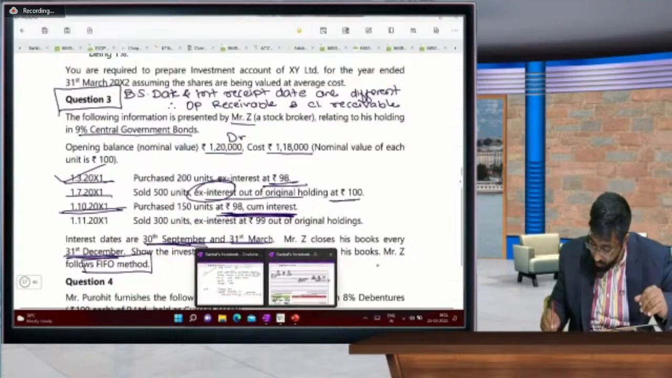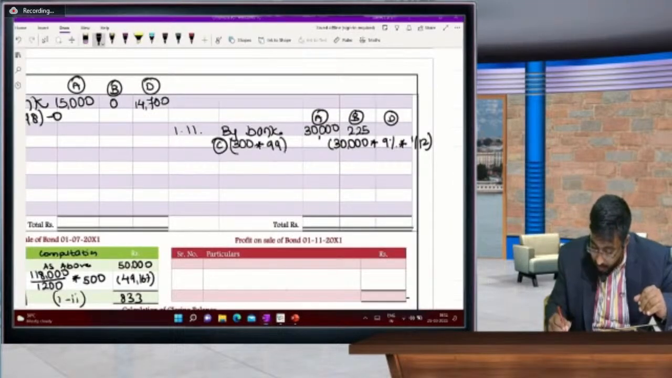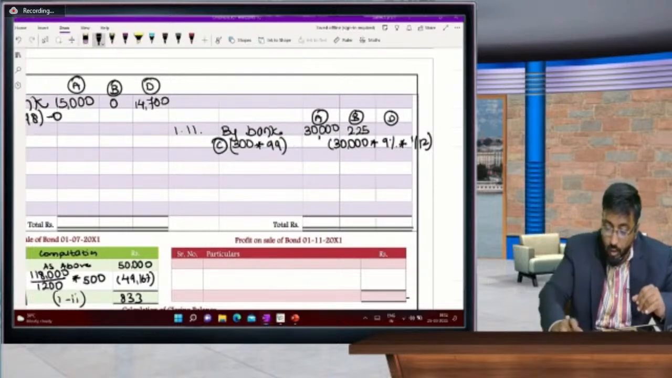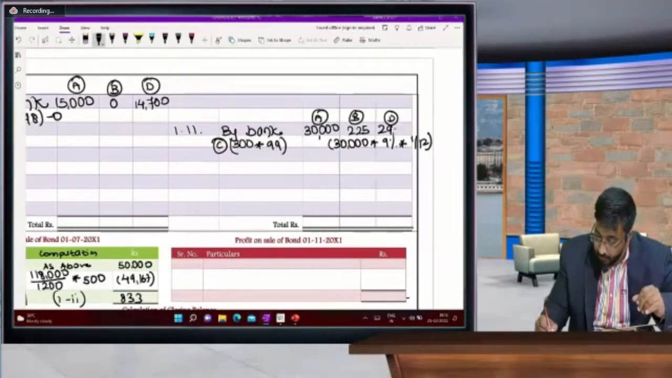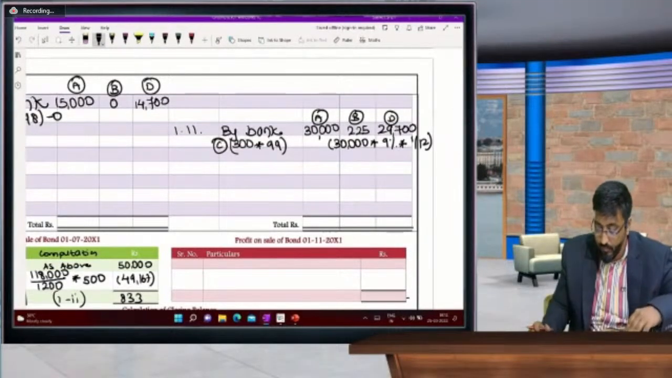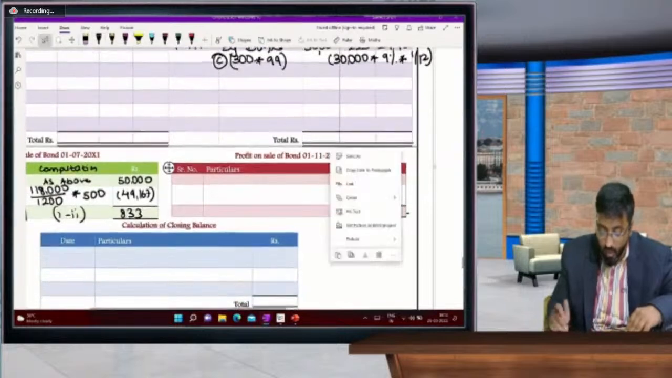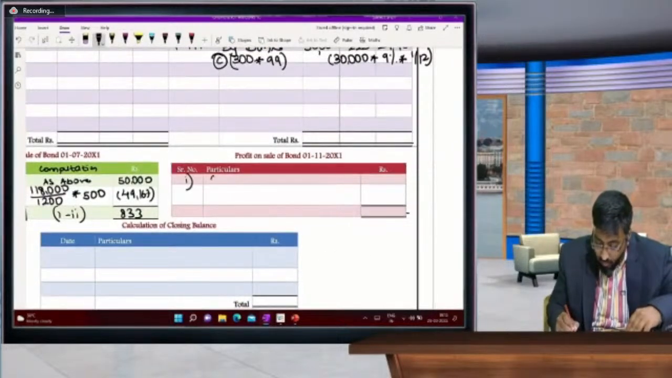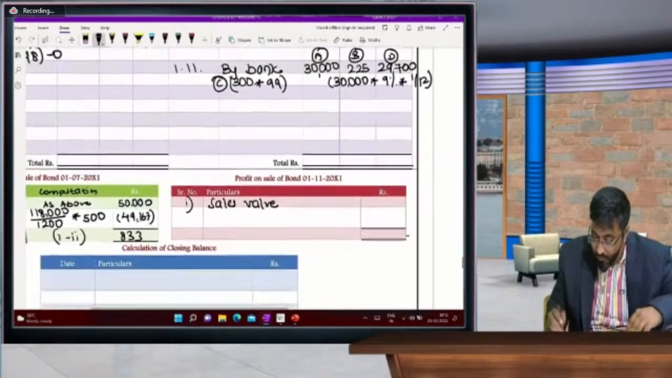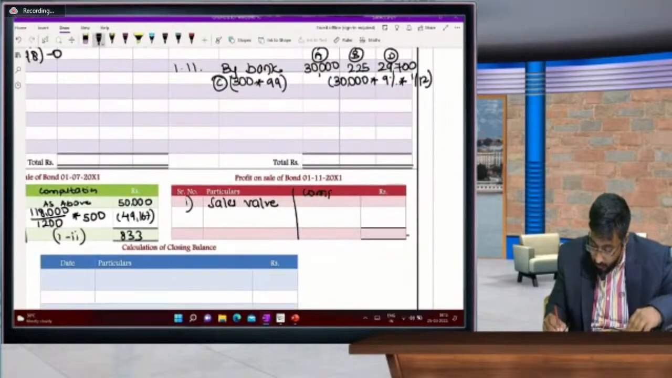300 into 99. Ex interest or cum interest? So should I deduct 225? No. 29,700. Now what is the profit on sale of this? Working note 2. Sales value. Beta, computation as above.